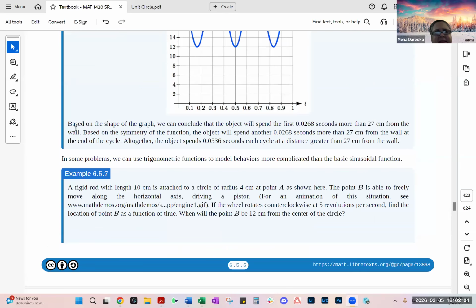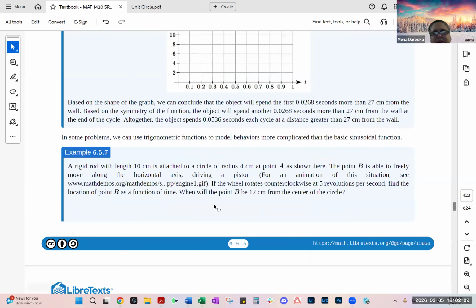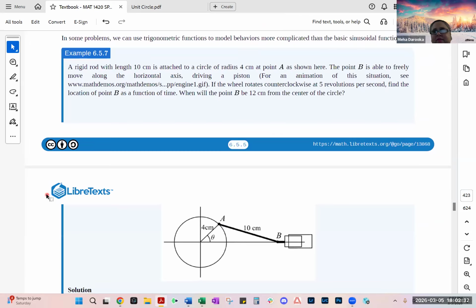The last example that I wanted to talk about was this one over here. So we are talking about, let me get my little pointer here, what if we had to model a behavior which was more complicated than just our basic sinusoidal function. That is where this example is coming in. I'm going to see if I can get that image on the same screen so you can follow the description with the image.